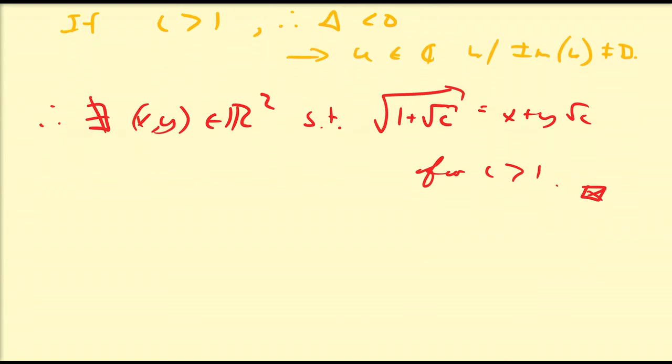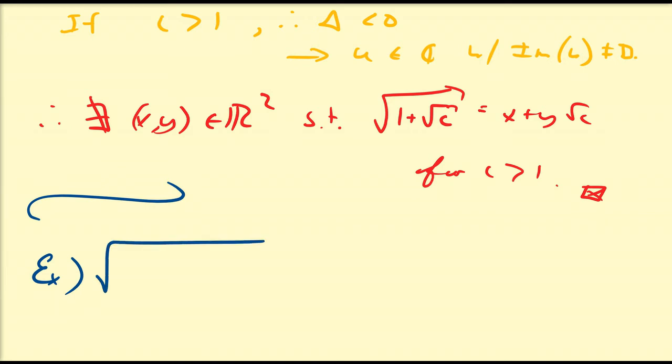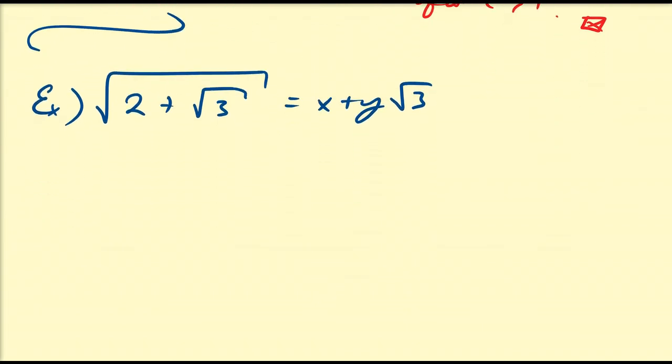So let's work through a numerical example to see how to find such a thing. Let a and b not both be 1. For example, let's consider 2 plus the square root of 3. So we're looking for x and y such that this is true, right?